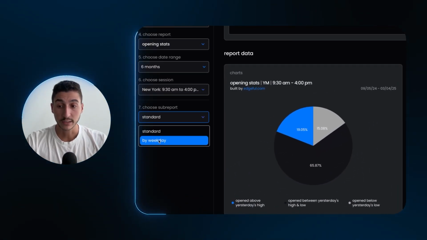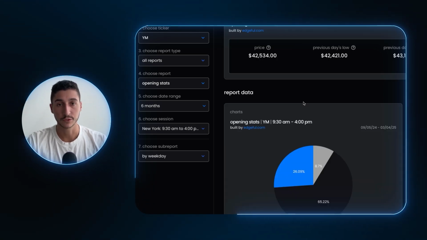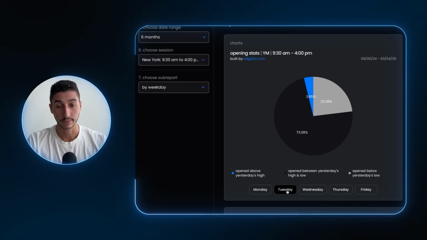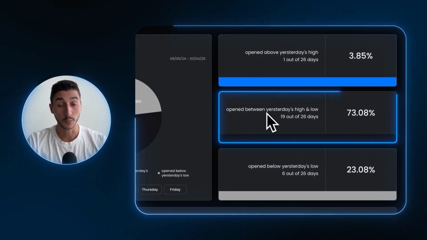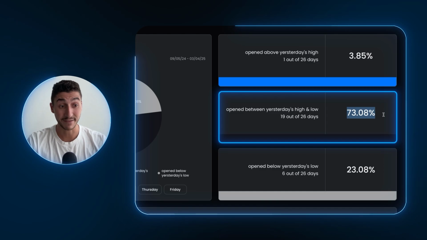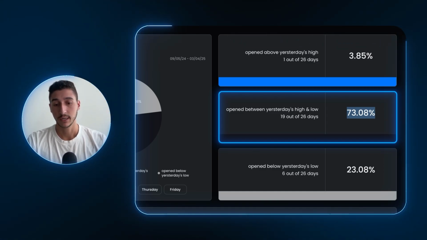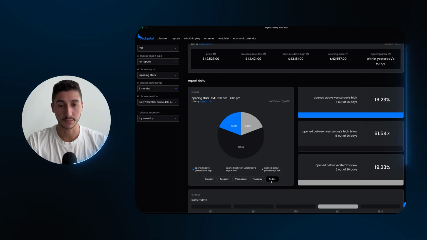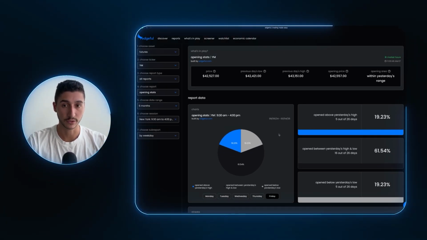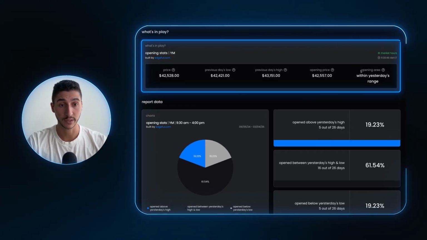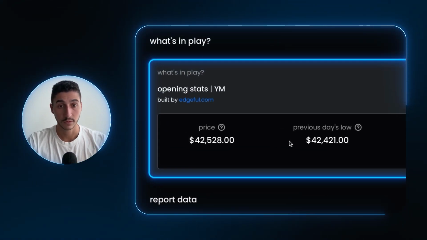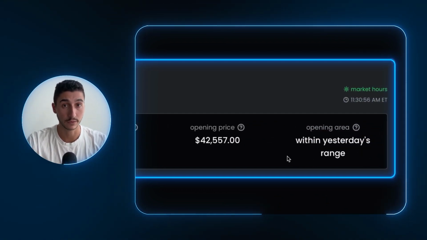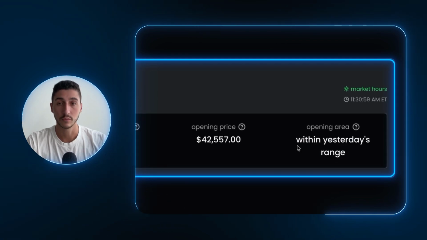We also have this by weekday. So this is just filtering for certain weekdays. So you can see not every weekday behaves the same, right? Like for example, Tuesdays will open within Monday's range 73% of the time. So obviously each instrument will have different stats, but you should definitely keep in mind the personality of the weekday that you're trading. We also have in the what's in place section here, it'll tell you previous day's low, previous day's high, opening price opened within yesterday's range. So you actually don't even have to look at it on your charts. We'll tell you what's going on.